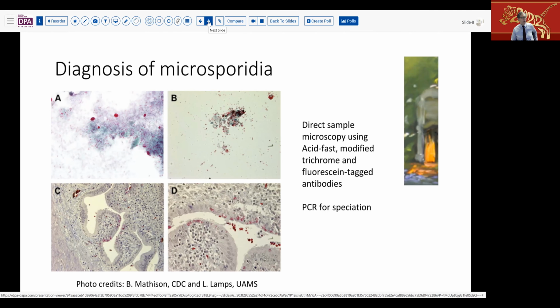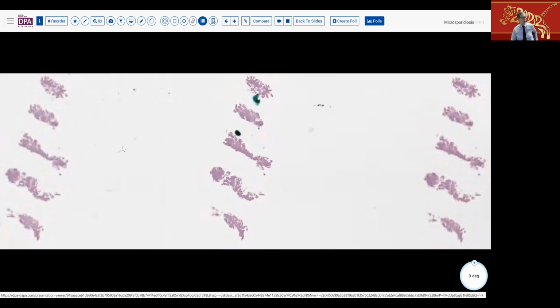If we need to speciate them, then that usually requires PCR to be able to do that. Treatment for these is fairly conventional. There are some good treatments that are available, but obviously the most important treatment is raising that CD4 count, developing that native resistance, and coping with the immunosuppressive situation.